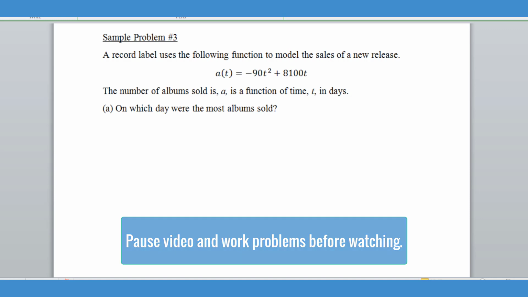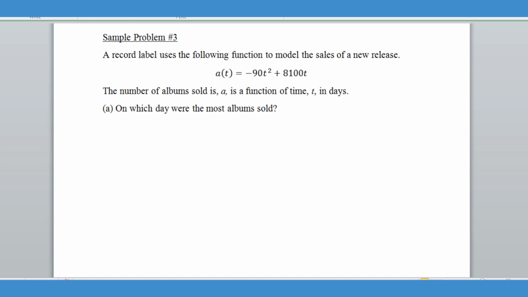A record label uses the following model for sales of new releases. And you can see that it has a degree of 2, so it's a quadratic. The number of albums sold is A, a function of time T in number of days. And so we want to know which day were the most albums sold. And so you would think of this as basically the maximum amount.